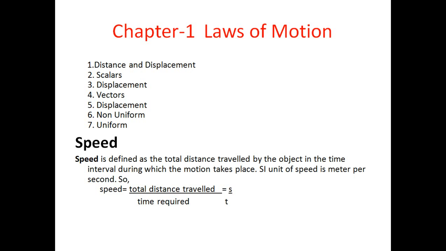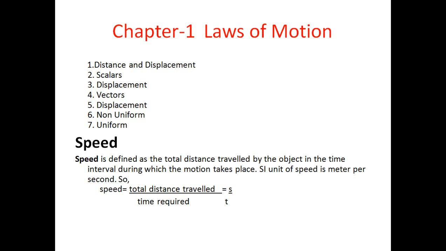So, what is speed? It is the total distance covered by an object. It is not the shortest distance. It's the total distance covered by an object in a given time that is known as the speed. To calculate the speed, you will require two things: the distance covered by the object and the time required to cover that distance.